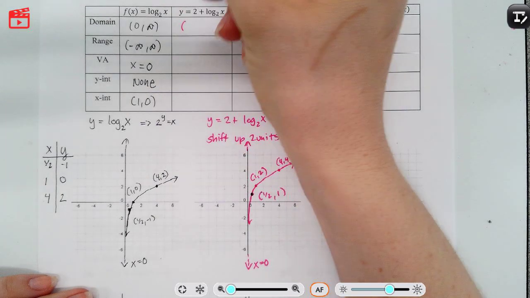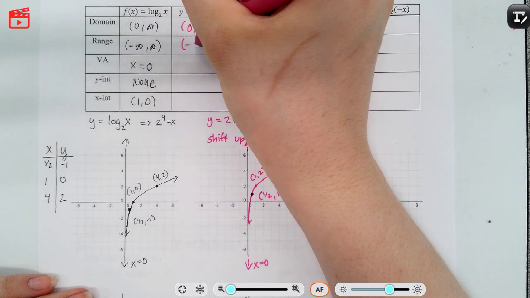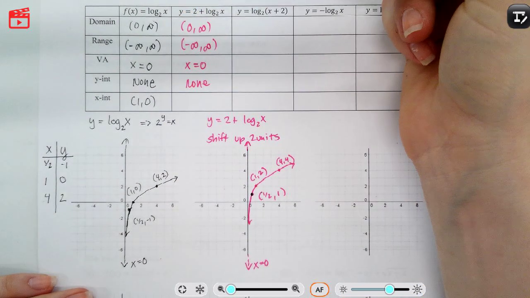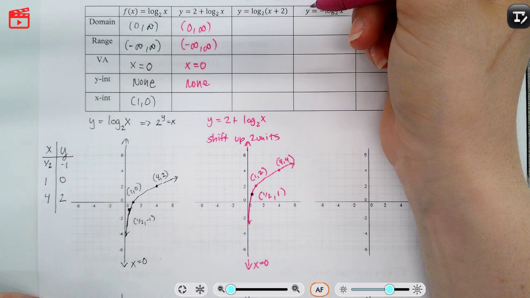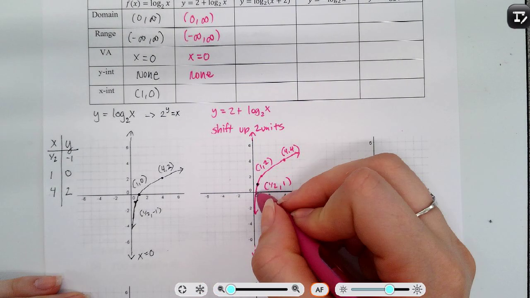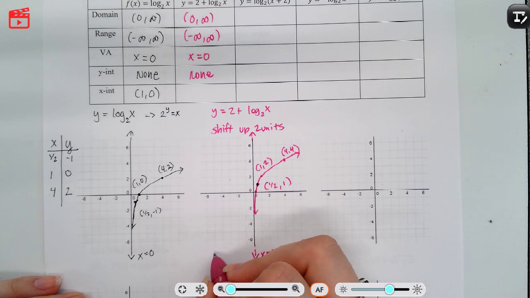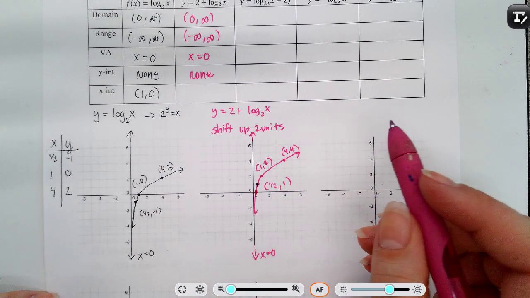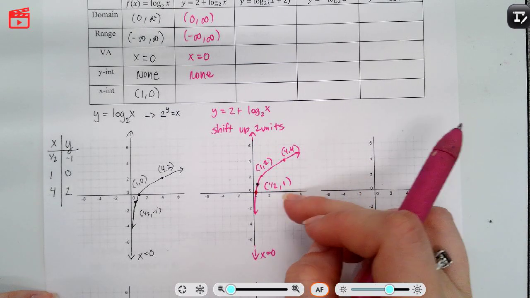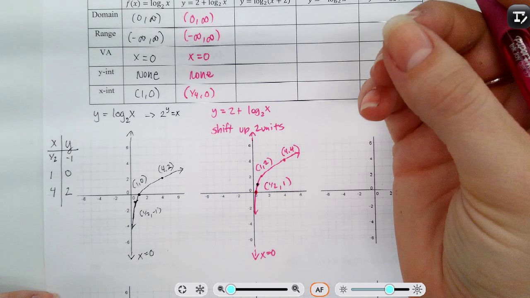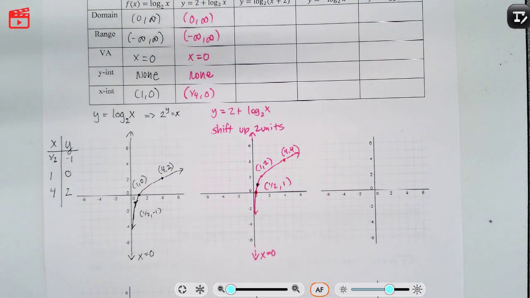All right, let's see, domain, same thing. Range, also same thing. Vertical asymptote, still the same thing. Y-intercept, still the same thing. X-intercept, oh, that's actually going to be something else. So I'm going to quickly solve for the x-intercept using our equation. It's going to be (1/4, 0). Okay, so we could check that. Here, let me pull out a sticky note. Let's solve for my x-intercept by setting y to 0.